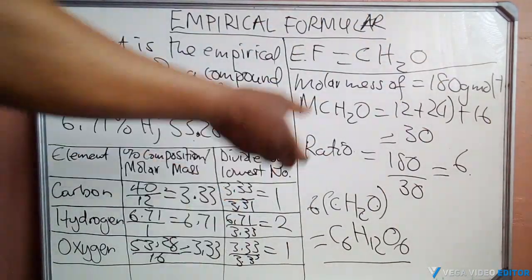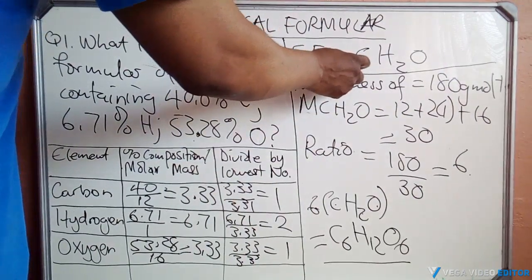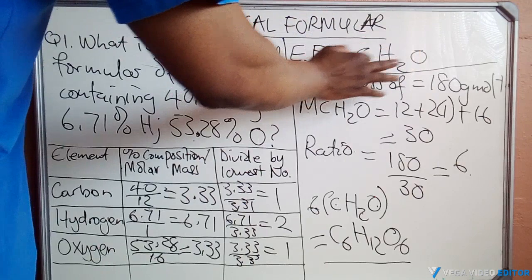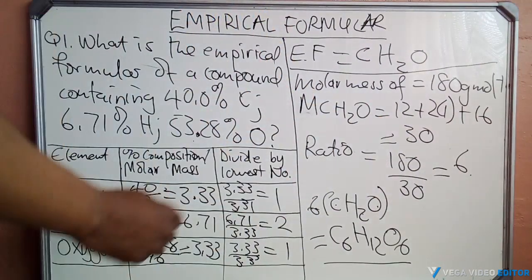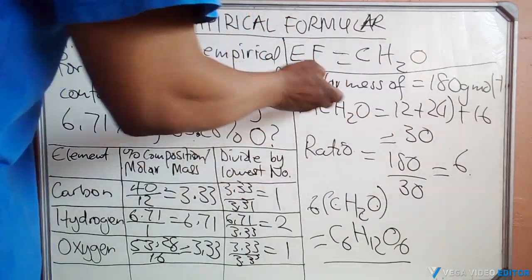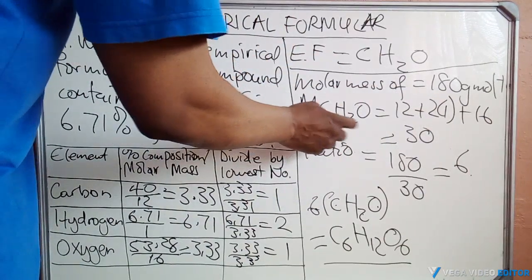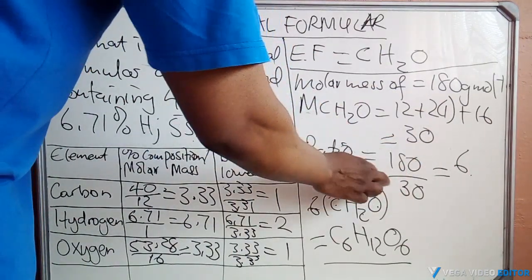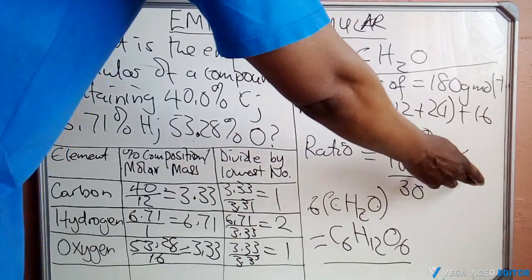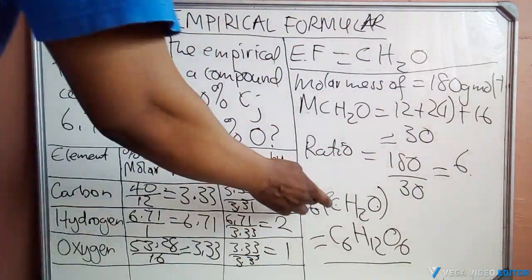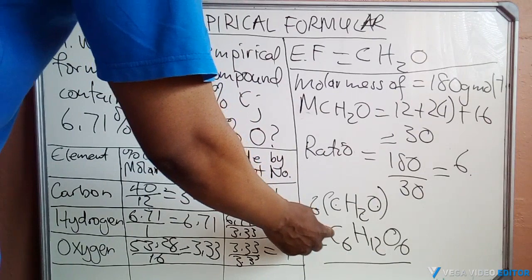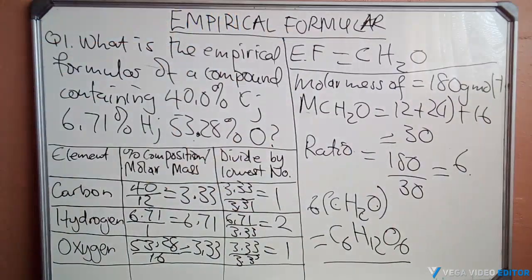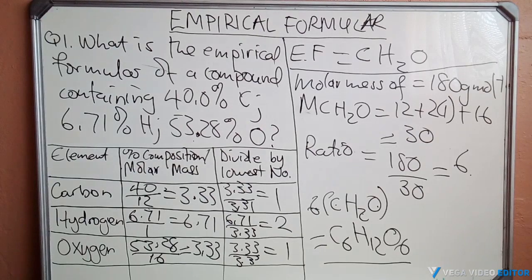To do so, first we found the mass related to the empirical formula, which gives us 30 units. Then we find the ratio of the molar mass to the mass of the empirical formula, which is 180 divided by 30, which gives us 6. Now that we've got 6, we multiply the empirical formula by 6, giving us C6H12O6. So that is the molecular formula for that particular compound.